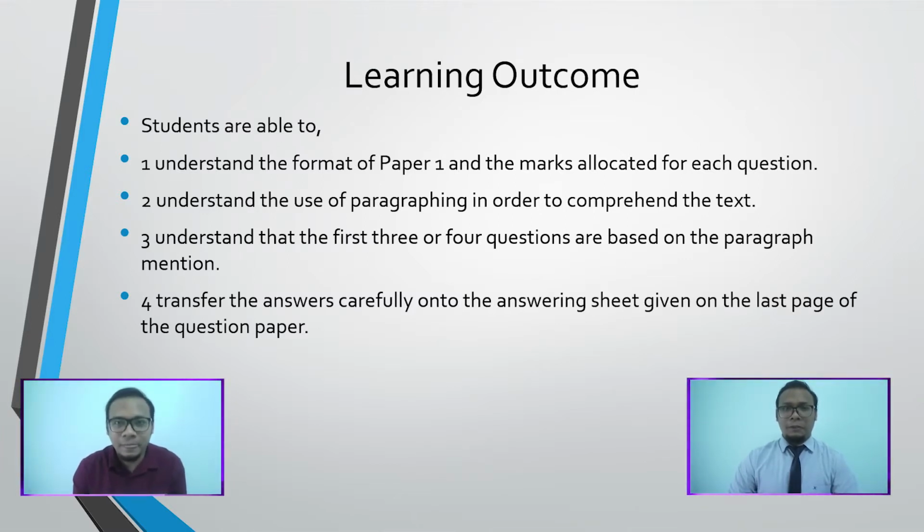Hello everyone, I'm Professor Higgins and I'm going to tell you the learning outcomes. The first one. Students are able to understand the format of Paper 1 and marks allocated for each question. Number 2, understand the use of paragraphing in order to comprehend the text. Number 3, understand that the first 3 or 4 questions are based on the paragraph mentioned. Number 4, transfer the answers carefully onto the answering sheet given on the last page of the question paper.